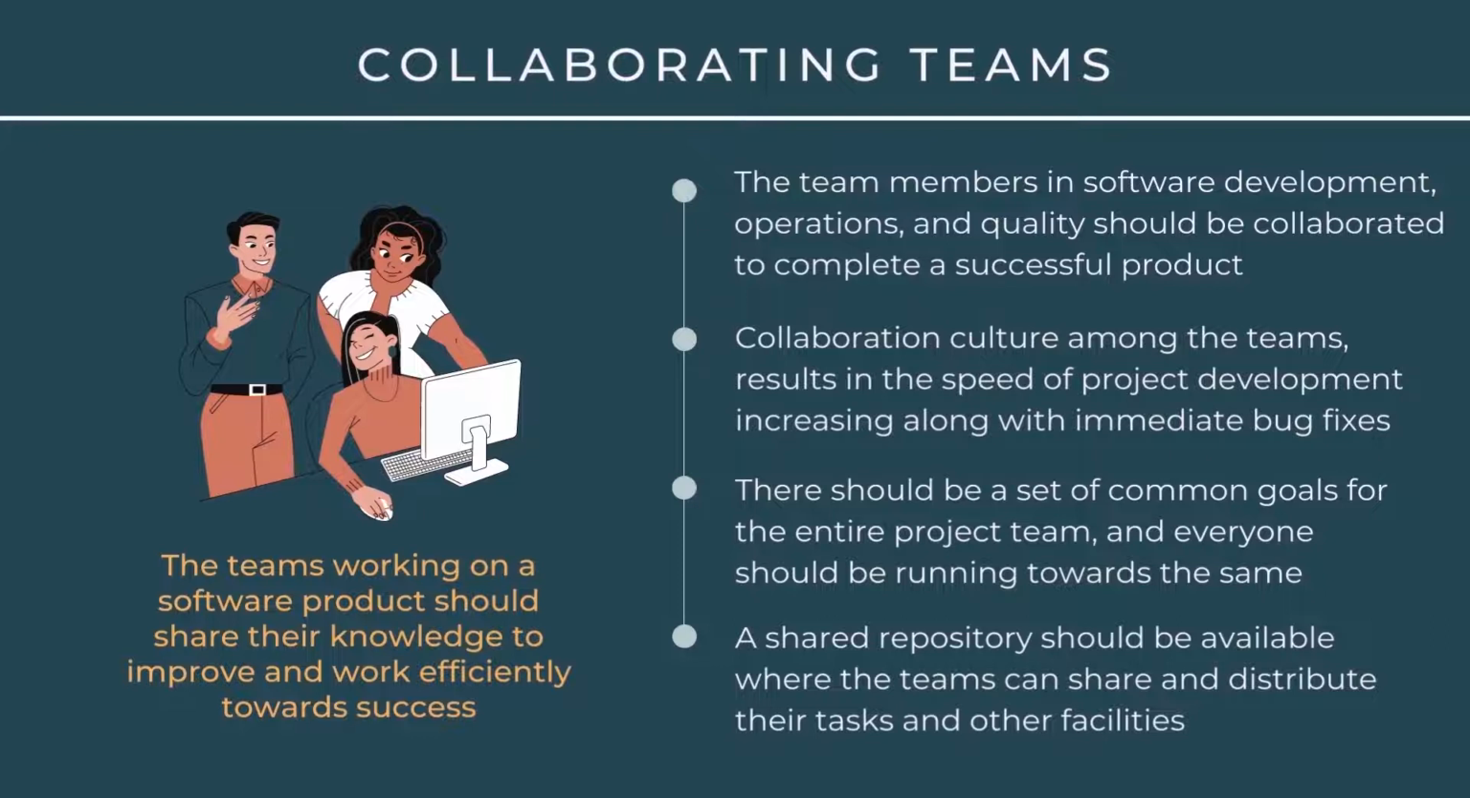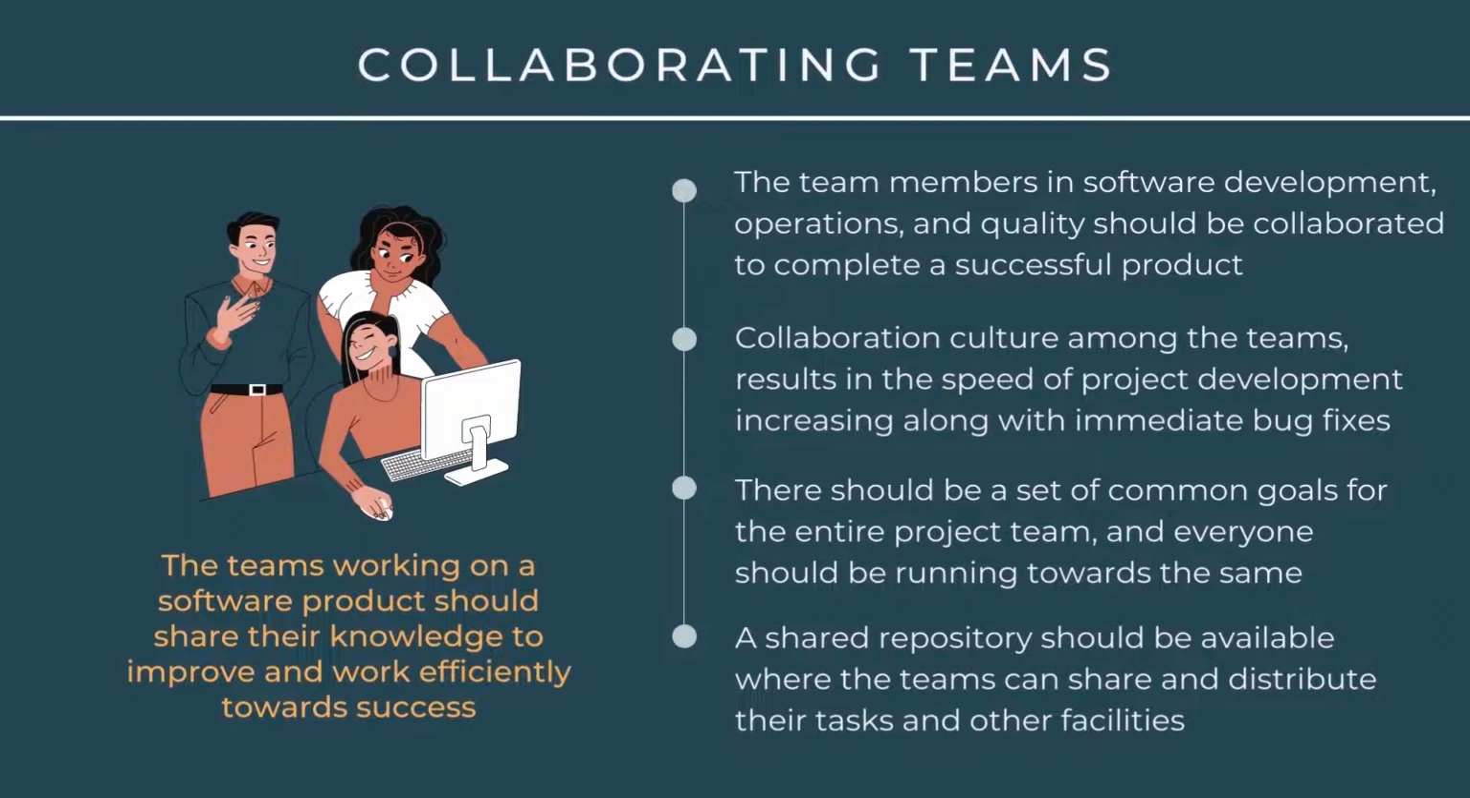Next, talking about collaborating teams. The teams working on a software product should share their knowledge to improve and work efficiently towards success. Knowledge sharing also helps in effective communication between the team members. In particular, the team members in software development, operations, and quality should collaborate to complete a successful product. By collaborating culture among the teams, the speed of project development is increased along with immediate bug fixes.